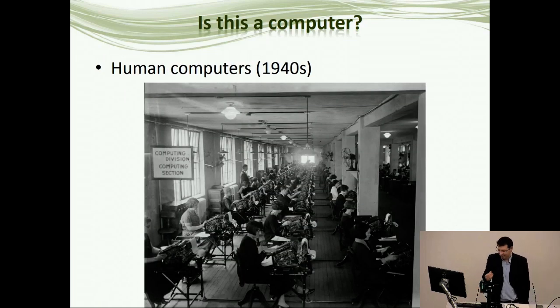Okay, is this a computer? This was the computing division in a company in the 1940s. There used to be a job title of computer. You could apply for a job as a computer, and you would sit at one of these desks and perform an algorithm. People would give you numbers and you'd do some arithmetic. Not mathematics, you do arithmetic on it. And you'd follow the rules and maybe type things out on a typewriter and give them to the next person.